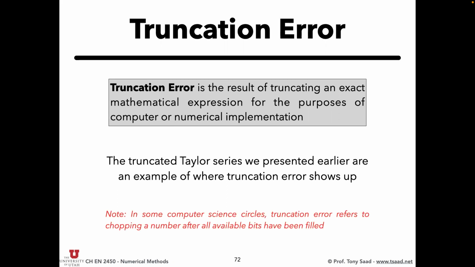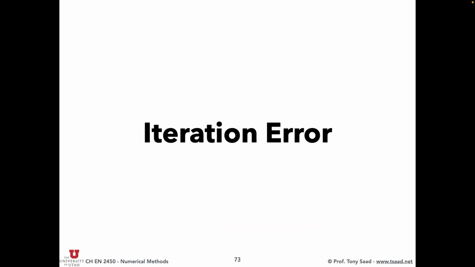Now, notice that you might hear the word truncation error refer to chopping a number, so what we have called round-off error. Some folks in computer science call it truncation error when they're dealing with numbers. They call truncation error the error committed when they take a number and truncate it, okay? To be clear, in this class, truncation error refers to taking an exact mathematical expression and truncating it, okay? No ambiguity.